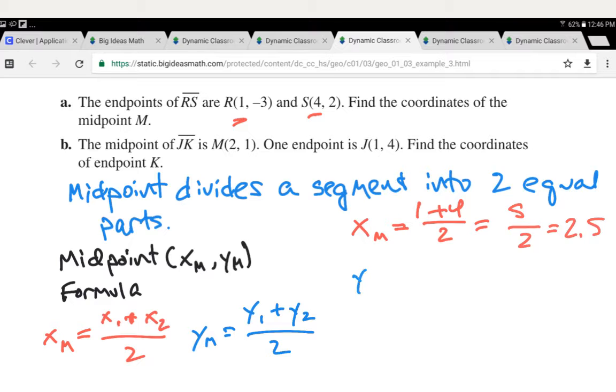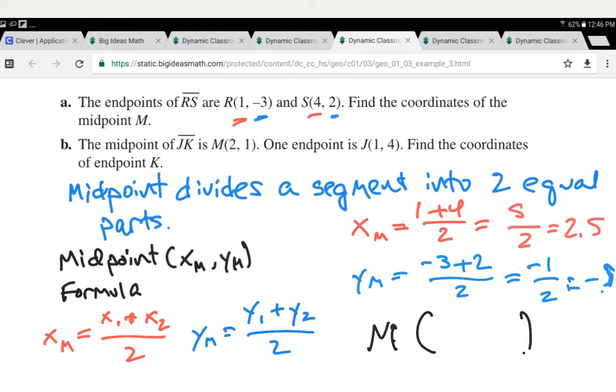Now for the y coordinate, y sub m, we have negative 3 and we have 2. So we'll go negative 3 plus 2 over 2. So negative 3 plus 2 is negative 1 over 2. Or we could write negative 0.5. I ran out of screen space there. Negative 0.5.